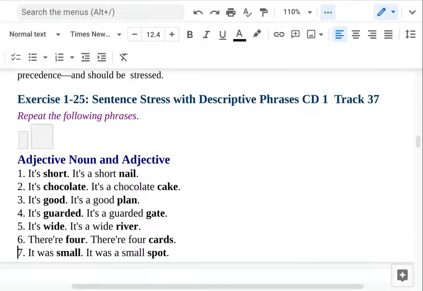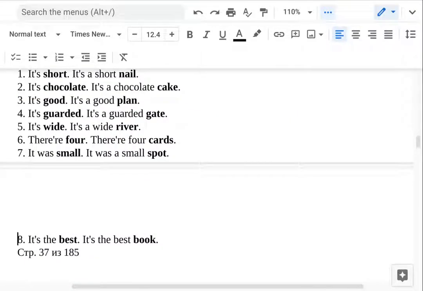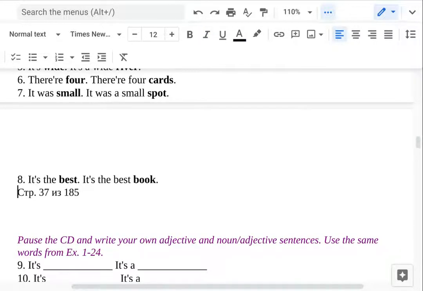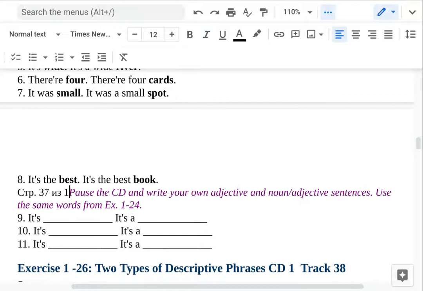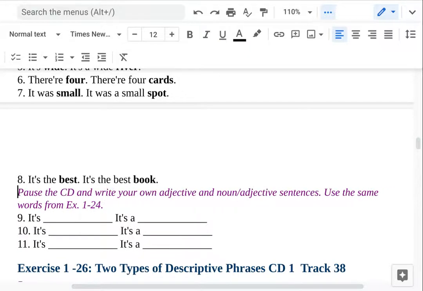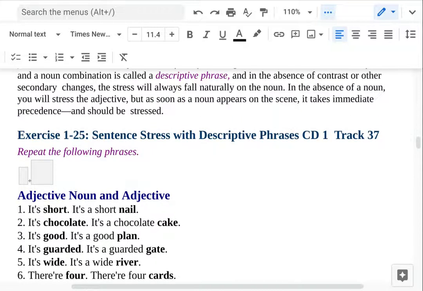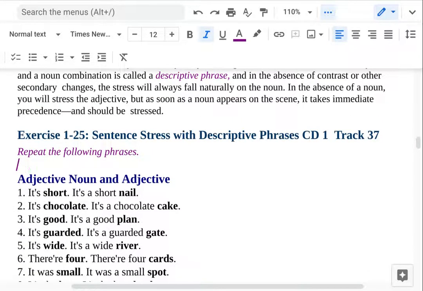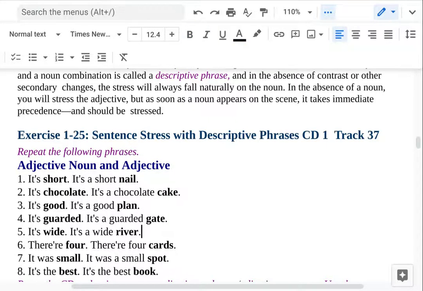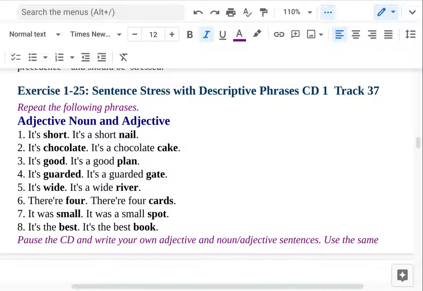Exercise 125. Sentence stress with descriptive phrases. Repeat the following phrases. 1. It's short. It's a short nail. 2. It's chocolate. It's a chocolate cake. 3. It's good. It's a good plan. 4. It's guarded. It's a guarded gate. 5. It's wide. It's a wide river.